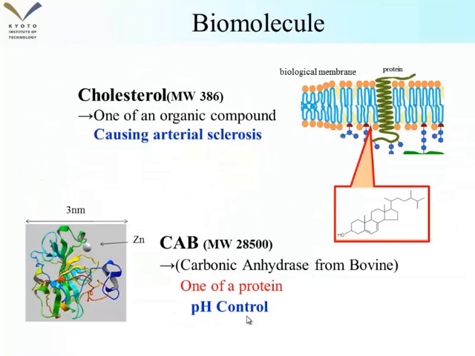Here, we introduce biomolecules of cholesterol and CAP as the target molecules to liposome membrane. And cholesterol, it is one of an important organic compound. This is the image of cholesterol existence seen as yellow part and its molecular structure. Cholesterol absolutely exists in biological membrane and it is a biogenic molecule. CAP stands for carbonic anhydrase from bovine and it is one of a protein. This is the image of CAP molecular structure.